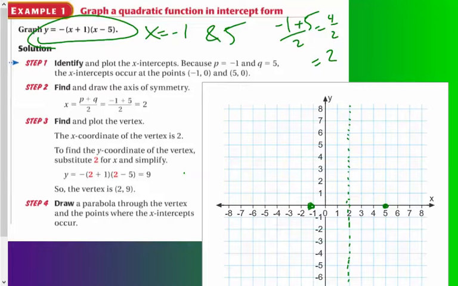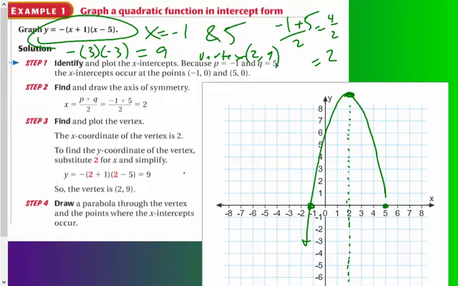So you're going to take 2 and you're going to plug it in for x. So 2 minus 3 is, or 2 minus 5 is -3. So we have 3 times -3 is -9. And then that makes it positive 9. So the vertex is 2, 9. And the vertex should be on our axis of symmetry, which it definitely is. And there is your parabola. That's it. So that's all I gotta do.